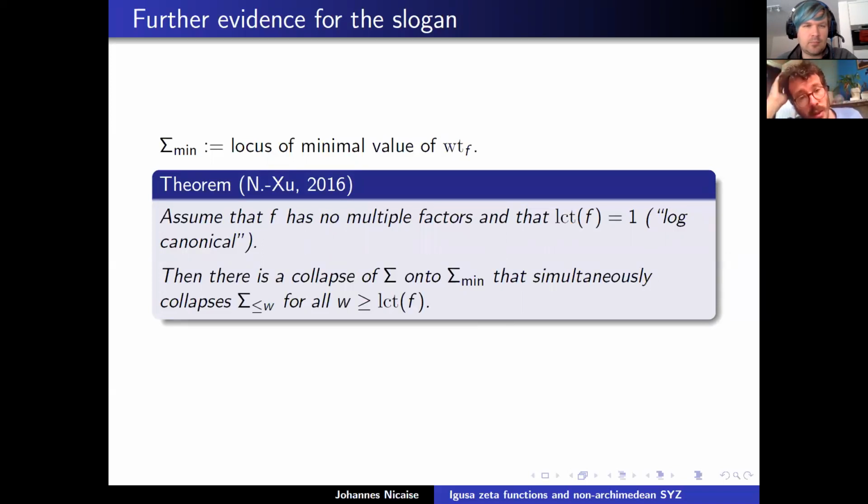And so assume that the polynomial f has no multiple factors, so that the zero locus of f is reduced. And assume that the singularities of f are not too bad, meaning that the log canonical threshold of f is equal to 1. So in this case, we call the singularity log canonical.